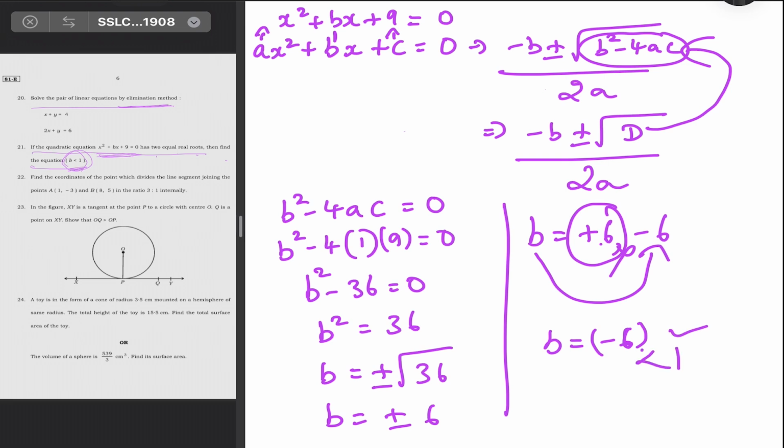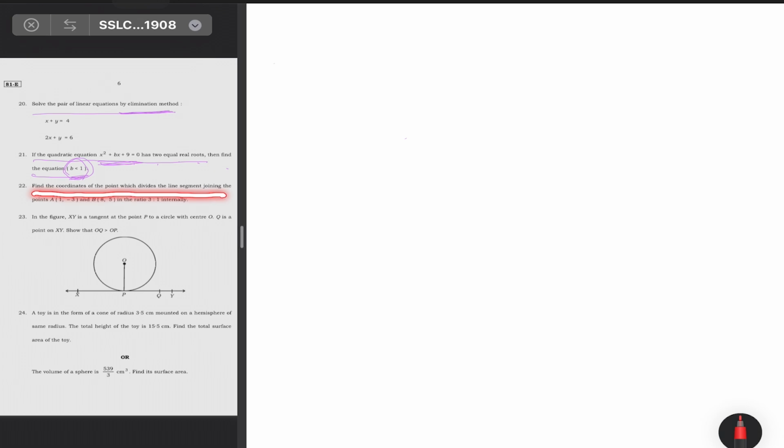Coming to the next question. Find the coordinates of the point which divides the line segment joining the points A(1, minus 3) and B(8, 5) in the ratio 3:1 internally.